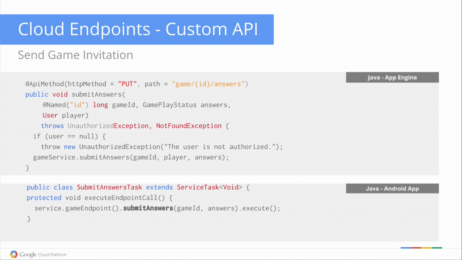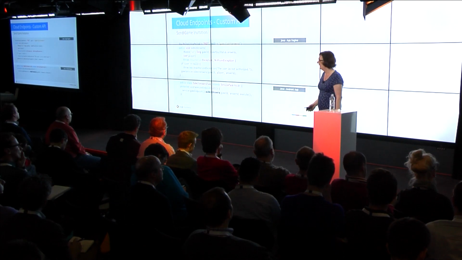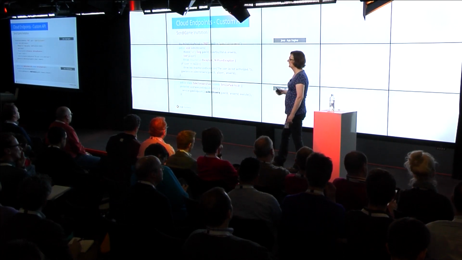We've annotated the game ID with @Named("id") to give it a name, effectively, and that's used in, I wish this had a pointer on it, and that's used in the path in the original API method declaration. The user object itself is injected into the call by the runtime. It's not something you need to provide.